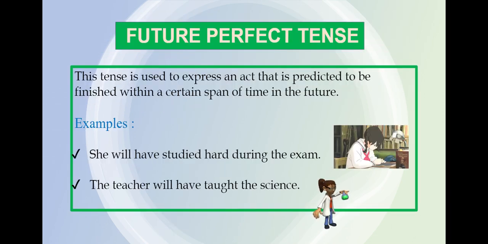Future perfect tense is a verb tense used for actions that will be completed before some other point in the future. So, this tense is used to express an act that is predicted to be finished within a certain span of time in future. For example, she will have studied hard during the exams. The teacher will have taught science or maybe project work.